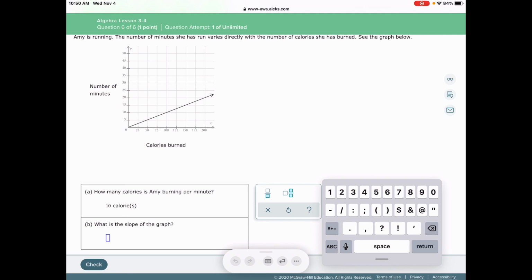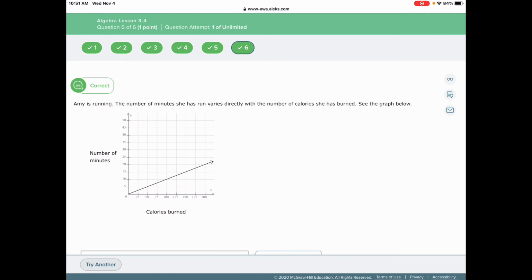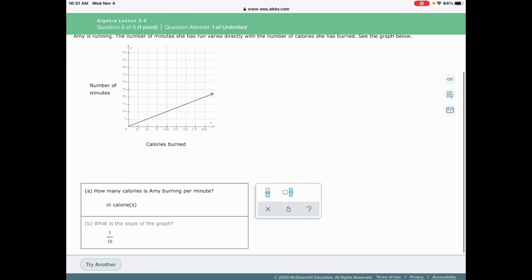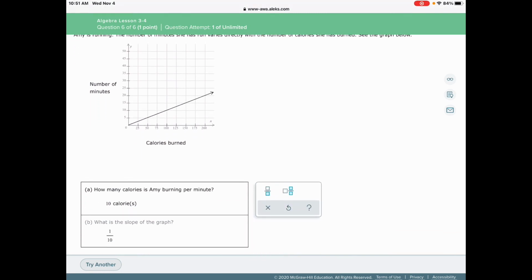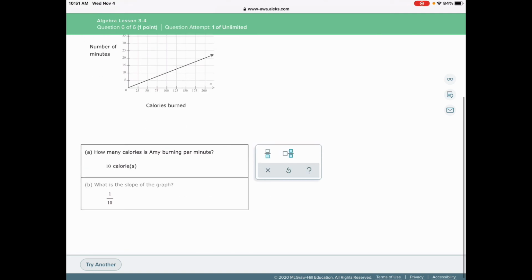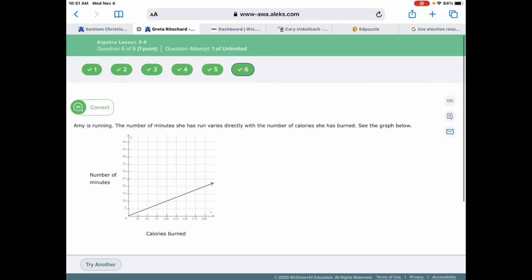So watch out on this one, what they're asking for, because it's easy to say, oh yeah, the slope and whatever this other number is going to be the same. Okay, so that was correct. So notice that we had to be careful because it asked us calories per minute, so I have to put calories over minutes. And then when it asks the slope, I need to do y over x, rise over run. All right, let me know if you need any more help than that.